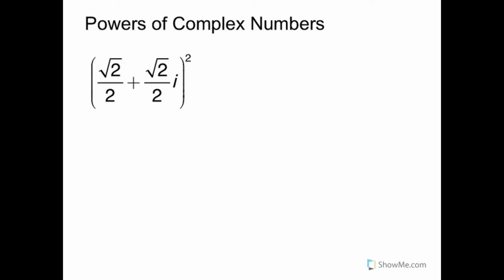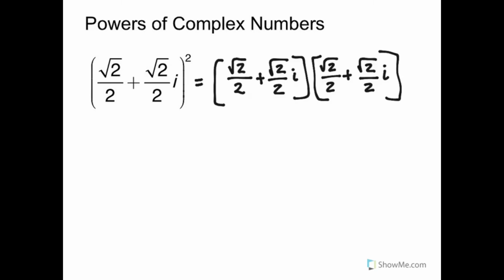I have one last example of squaring for you. It's a little challenging. We have the square root of 2 over 2 plus the square root of 2 over 2 i. So we want to square that, and that means we're going to multiply it by itself. Now you can see that we're going to have to multiply the square root of 2 over 2 by itself several times here. So let's figure out what that is. Square root of 2 times square root of 2 is square root of 4, and 2 times 2 is 4. So that's 2 over 4, or 1/2.